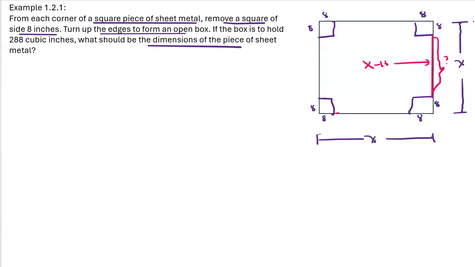So what about this piece then? What's this going to be here? It's the same, right? Because this is a square, that means this is also x minus 16. And that one as well, right? So these here are x minus 16. Again, this is a straight line. All right, so this is what we have so far.